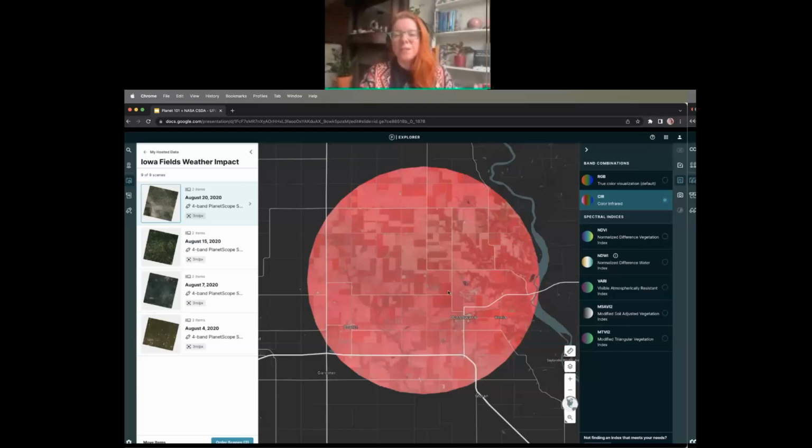But this is not really meant to be for rigorous scientific analysis. This is more just a quick visual. Can I see what I'm hoping to see in this image, or do I need to download a different one or a different day? It gives you a quick idea. The enhanced imagery options would show up here if this was actually in Explorer.